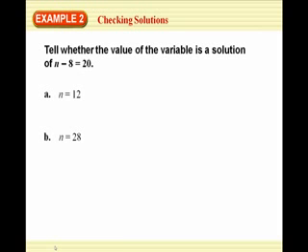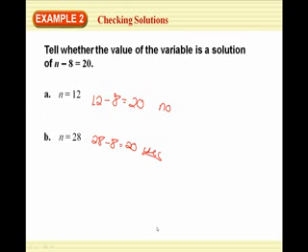Tell whether the value of the variable is a solution of n minus 8 equals 20. So let's put in for n. So this one's going to be 12 minus 8 equals 20. Nope, no way. That's a no. 28 minus 8 equals 20. Yeah, that one will say yes to. So it's just substituting numbers in, performing the right operation.